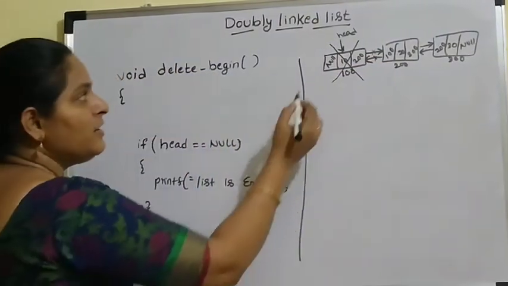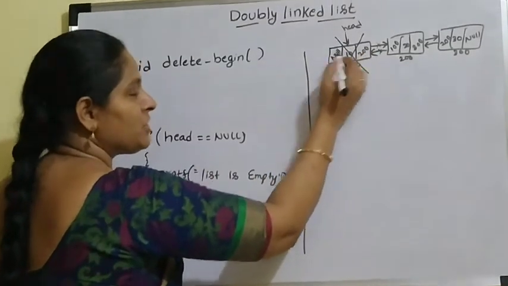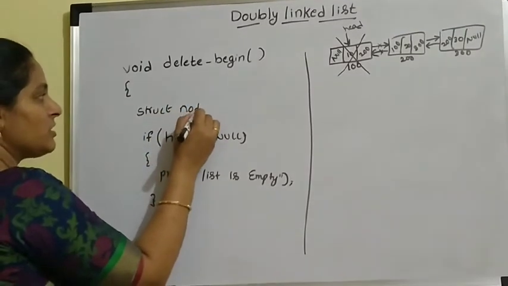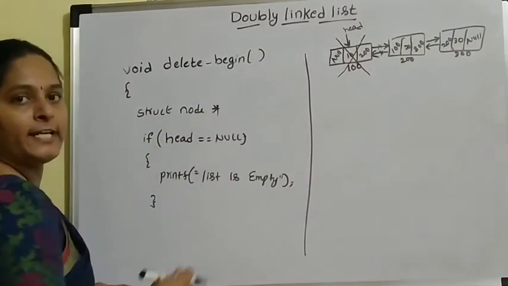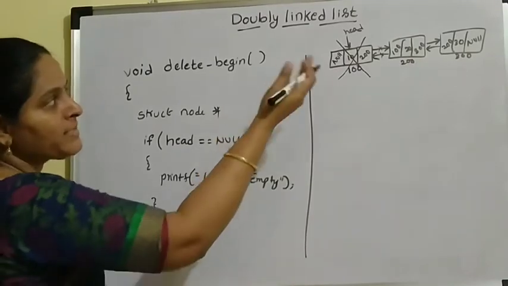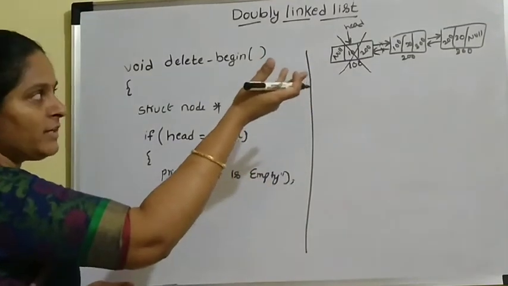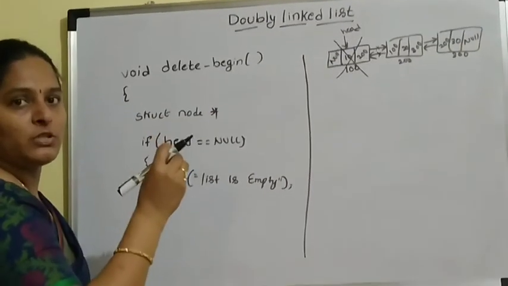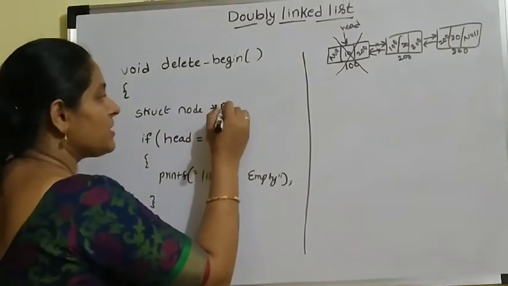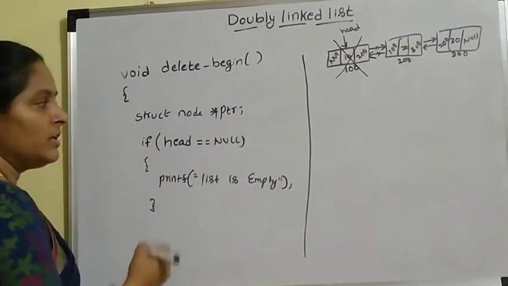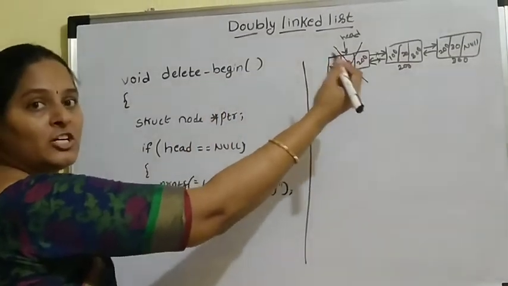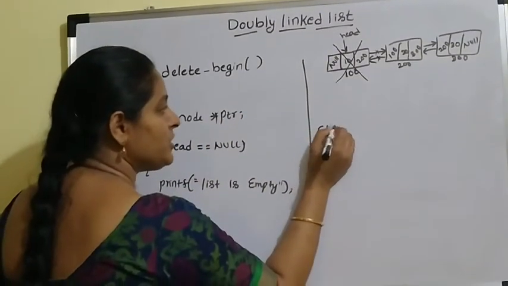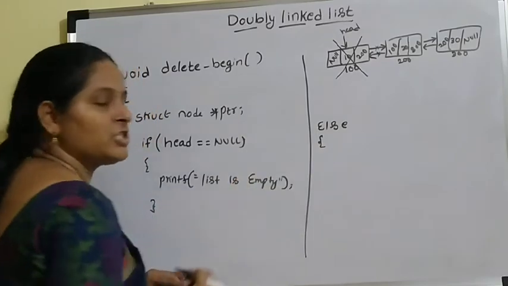Let us see that. For pointing to this first node, here I am taking one extra pointer, struct node star ptr, because if I delete head directly, then for pointing to the second node we don't have any pointer. Always head should point to the first node. That is the reason why here I am taking one extra pointer ptr. Now we are seeing the list is not empty case, so the else condition. Else, if the list is not empty.